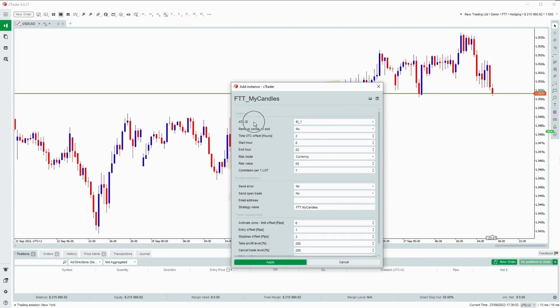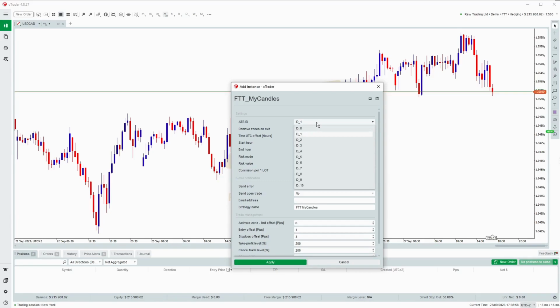ATSID allows you to run a strategy on multiple charts of the same instrument in one platform. For example, if I want to run the strategy on a 30-minute time frame, I set ID 1. If I want to run another strategy simultaneously on 4-hour time frame, I select ID 2. Each strategy has its own ID and keeps track of its positions.